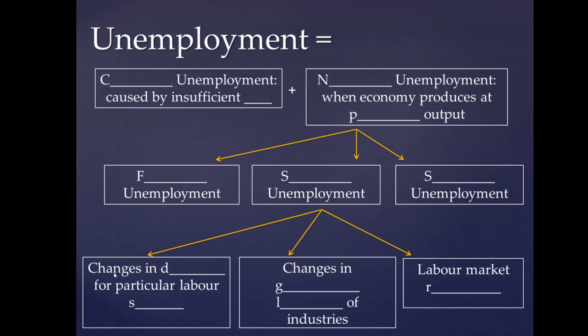On the left hand side, there are changes in demand for particular labor skills. Skills are more appropriate here, but it's all about a mismatch between the demand for labor and the supply of them. And the second one here is changing geographical location of industries.